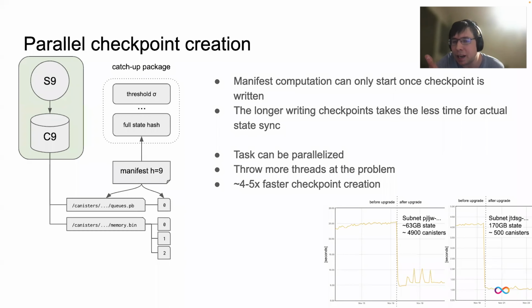But the real power of this change you can see on other subnets. We have another subnet which distinguishes itself by having a lot of canisters rather than a large state. And there, in fact, the checkpoint writing time went from 25 seconds to 5 seconds. So it made quite a big difference. I don't want to say too much about this because it's clear if you can do it faster, it's better.